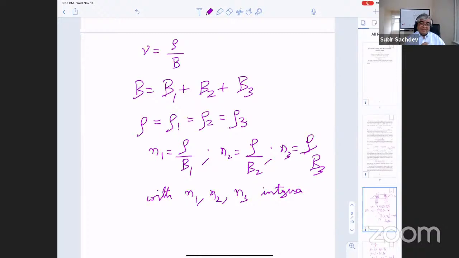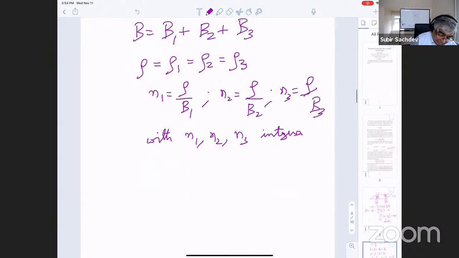And the remarkable fact is that essentially all observed states can be described by some choice of N1, N2, N3. And that's the beauty of it. In fact, some of the N2 and N3 can even be negative, so the magnetic field can be pointing the other direction for some of the particles.